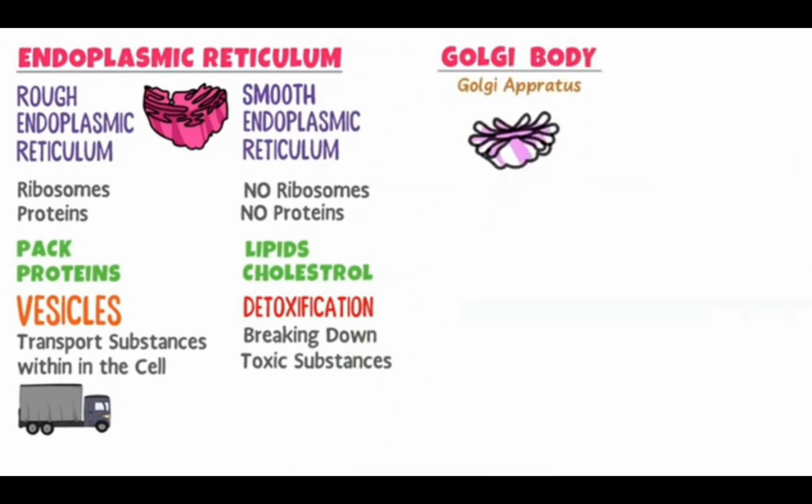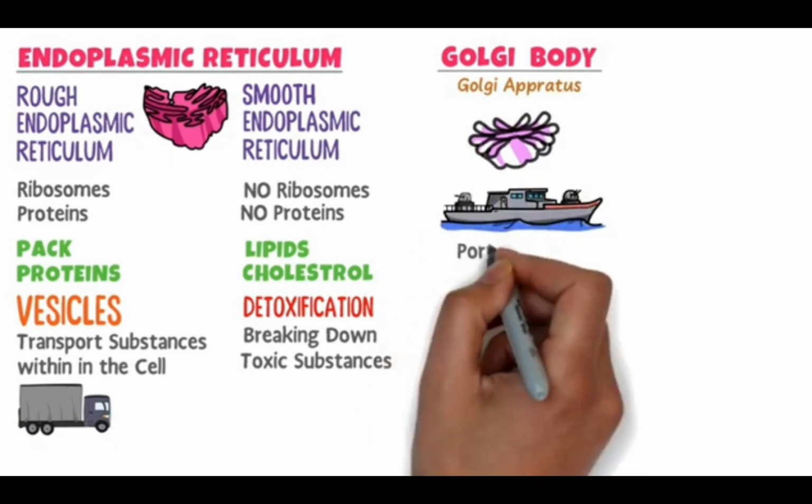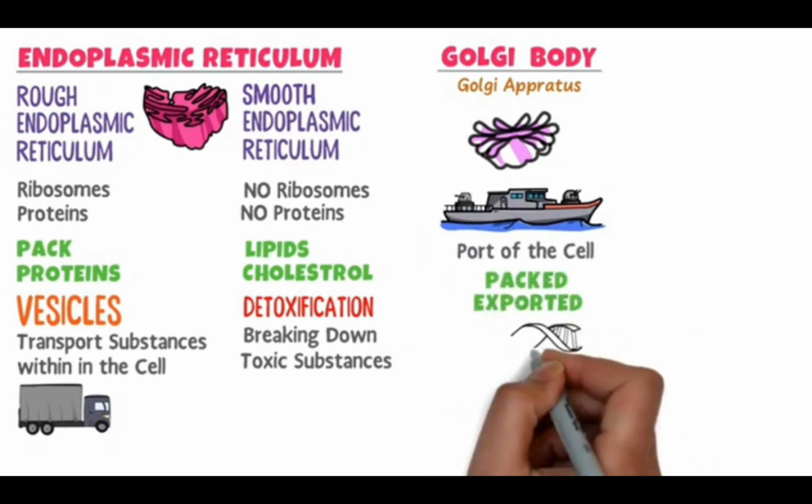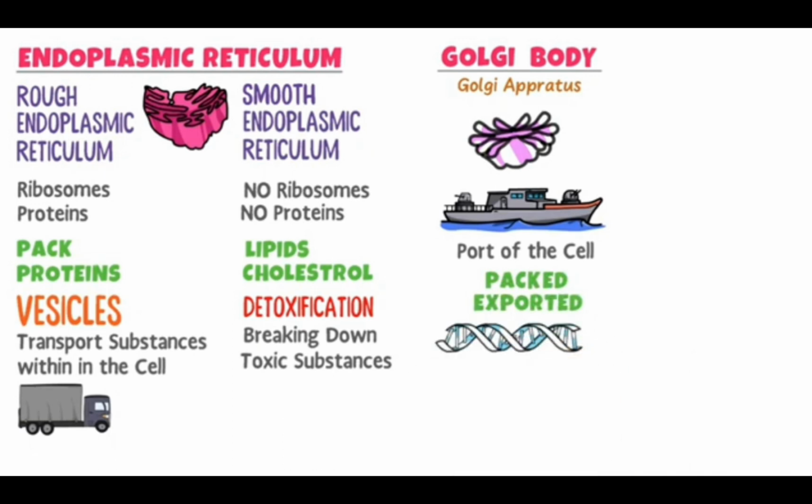Golgi body receives proteins from rough endoplasmic reticulum. It modifies the protein by giving them proper shape. For example, it will add lipids or carbs to the protein and change the shape of the proteins because shape of the proteins plays a pivotal role in its function.